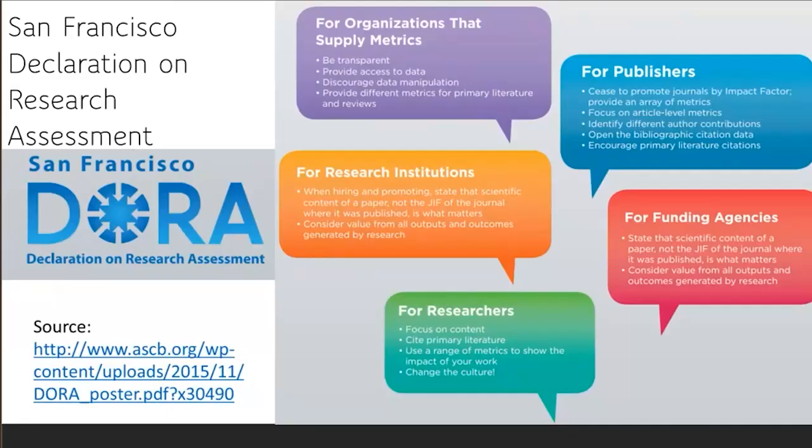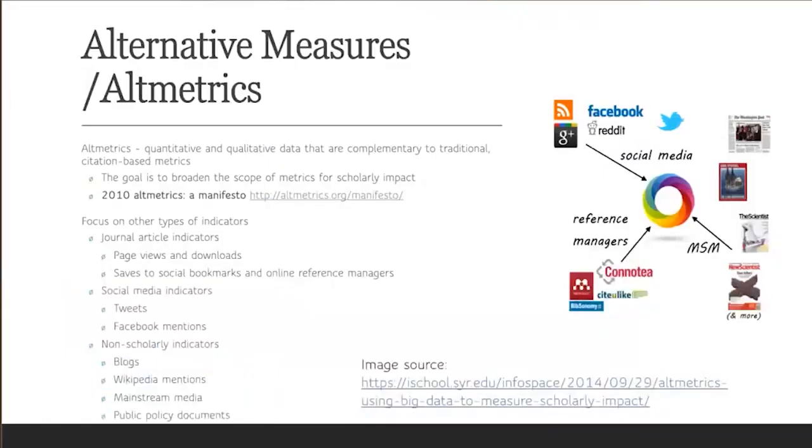So it's really an ecosystem. Scholarly communication is an ecosystem. We all rely on each other. And so in order to change the focus, everyone has to play their part. So in terms of how do we measure people's work then, this is where alternative measures or altmetrics comes in. Altmetrics is the quantitative and qualitative data that are complementary to traditional citation-based metrics. The goal is to broaden the scope of metrics for scholarly impact. So looking at more than just citations, in terms of how we measure research.